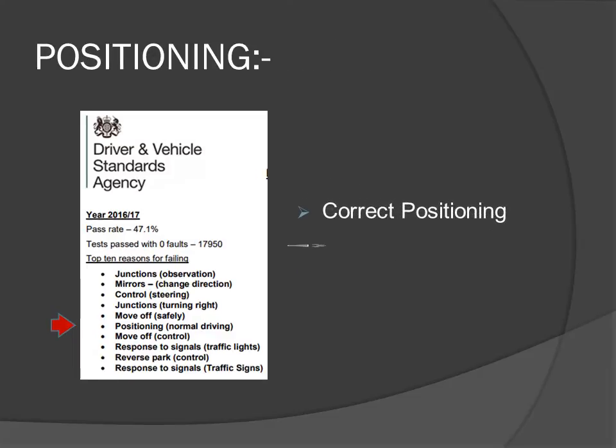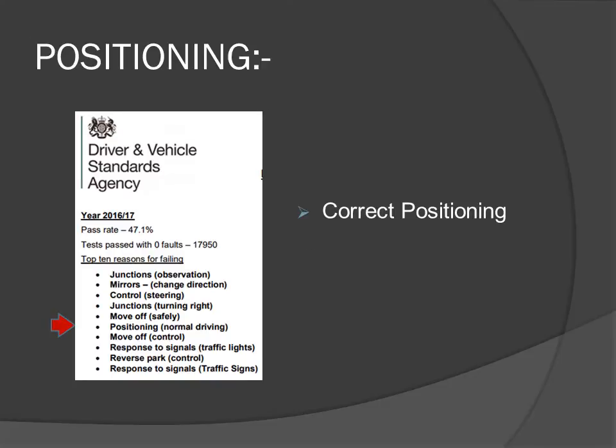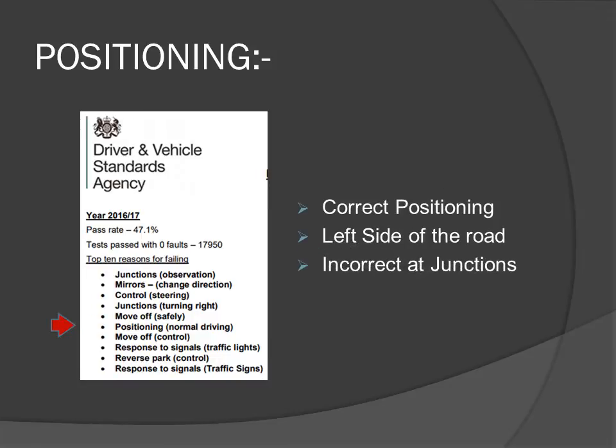Positioning. The vehicle should be correctly positioned at all times, i.e. normally positioned to the left of the road unless road markings dictate. For example, turning right on a one-way street, stay on the correct side of the road. Faults can occur when positioning incorrectly at junctions and roundabouts. Your position will help tell other road users where you intend to go. This will also be backed up by your signalling if you're turning left or right.